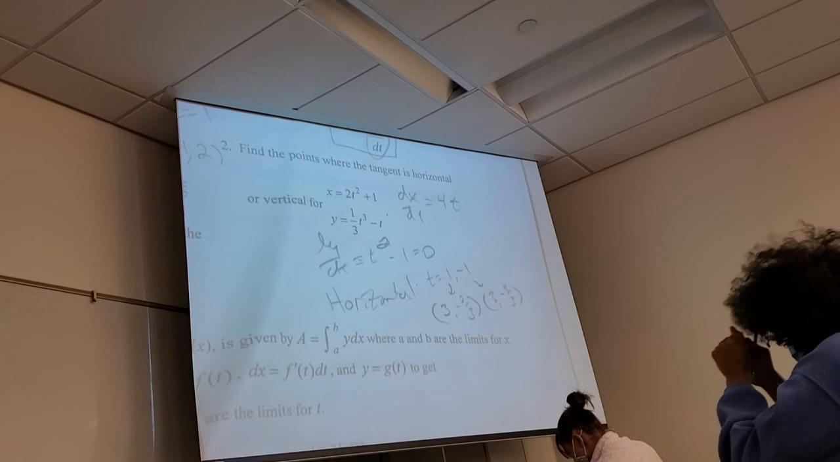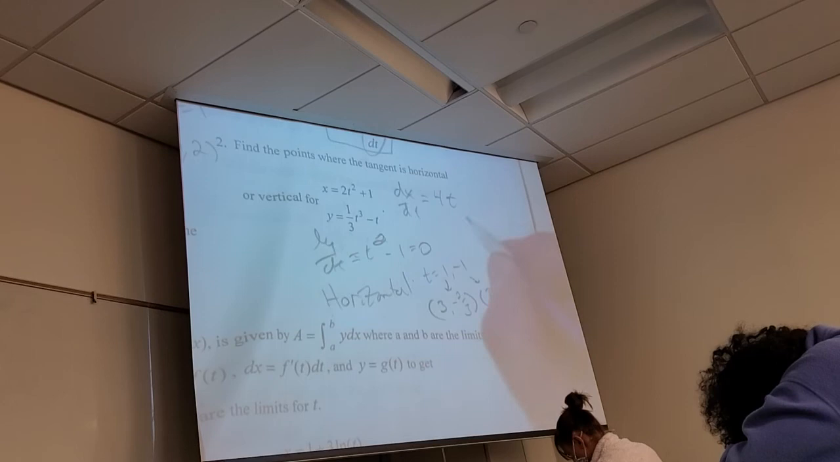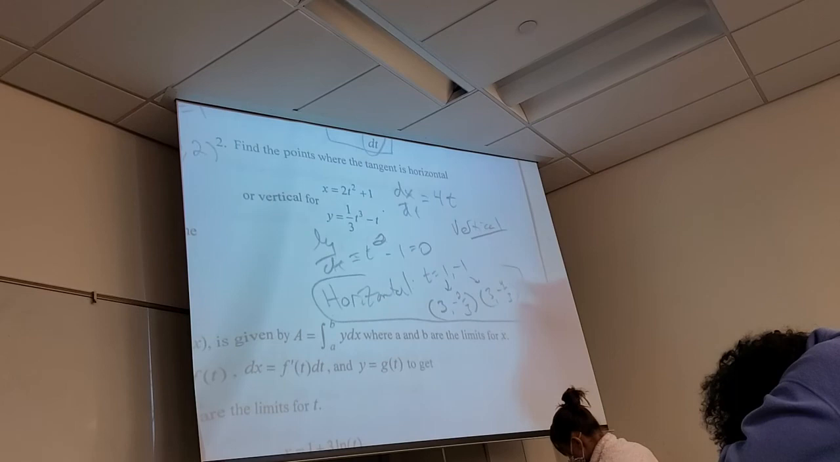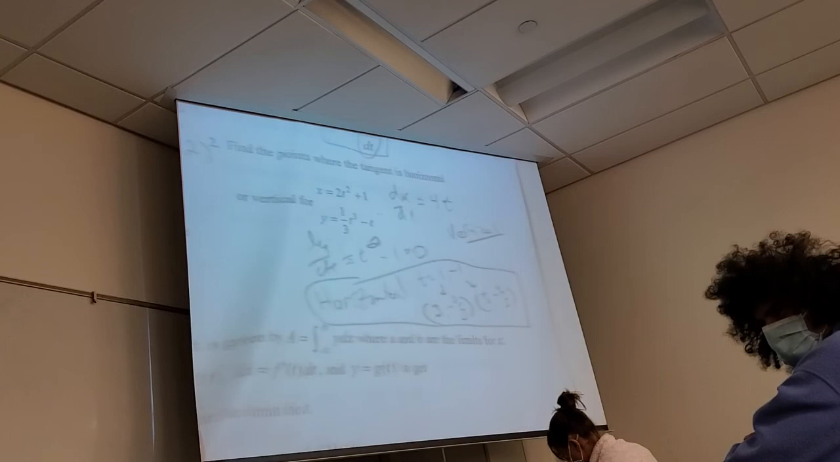What about vertical? That's when the slope is undefined. It's straight up. The slope is 0 for the y, and for the x. So to have a vertical tangent line, the slope has to be undefined.